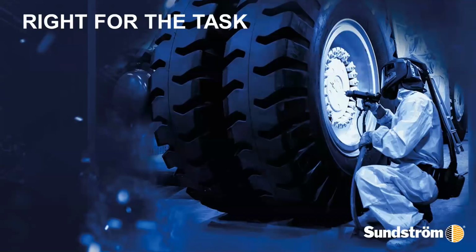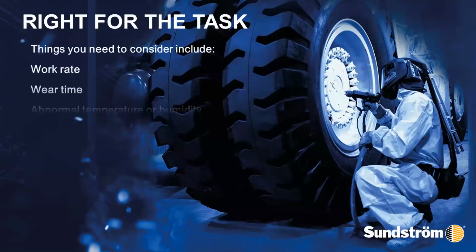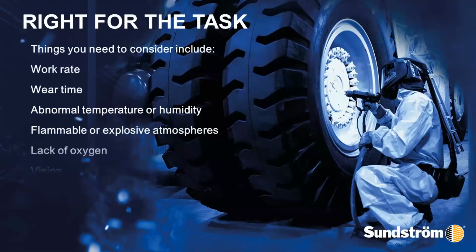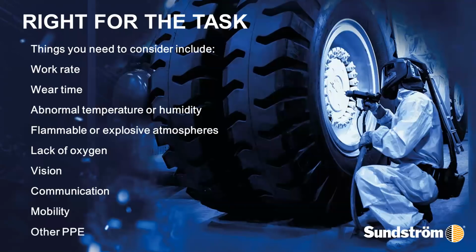So once we've got something that's right for the hazard, which we should have now, we now need to look at the task. We need to look at the things that you might need to consider around that. So that includes things like work rate, wear time, any sort of abnormal temperatures or humidity, lack of oxygen. If you're going to ask someone to wear a mask for 4 hours a day in a really hot environment, giving them a disposable mask probably isn't the best thing to do. They'd be probably a lot more comfortable in a powered respirator.